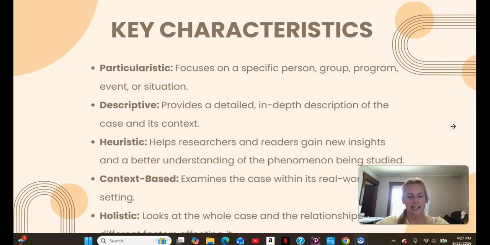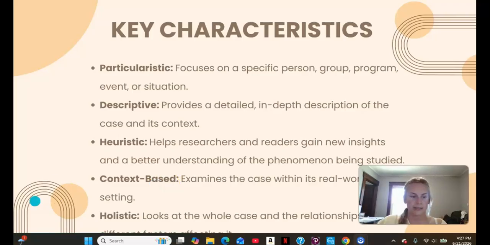And then finally, case studies are holistic because researchers look at the entire case rather than focusing on just one variable. They consider how different factors interact and influence one another to create a complete picture of the situation. Together, these characteristics make case study research a valuable method for gaining an in-depth understanding of complex educational issues and real-world situations.